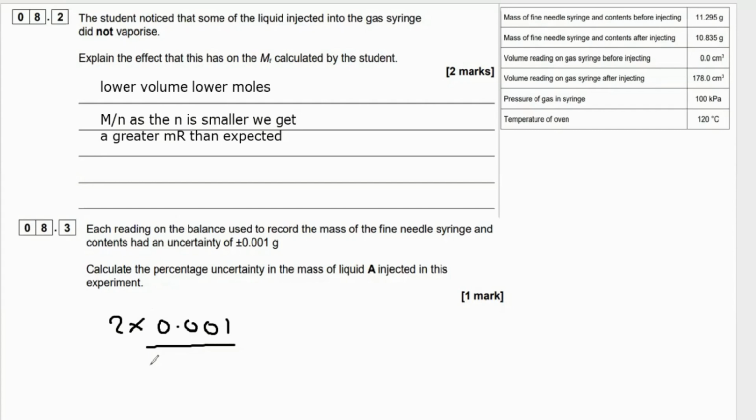So what was our reading? Our reading was 0.460, and you get that from doing the final mass, take away the initial mass, and there we go, times 100. Percentage uncertainty is 0.35%. Lovely jubbly.